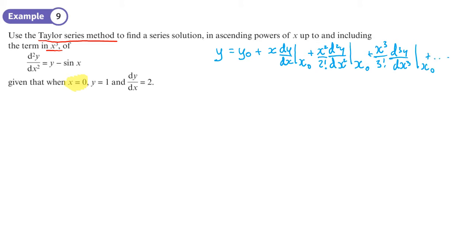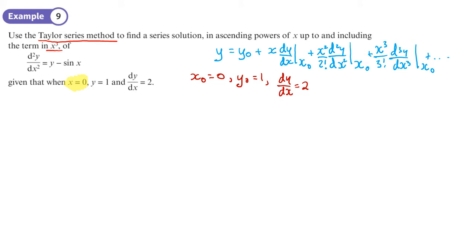We'll put that there as a reminder, and from the question we'll write down the information that we've been given. So x0 is 0, y0 is 1, and we've also been given that dy/dx equals 2. The rest really is just about substitution into this expression. It's actually not that difficult. I think we've got one differentiation to do, and that's pretty much it.